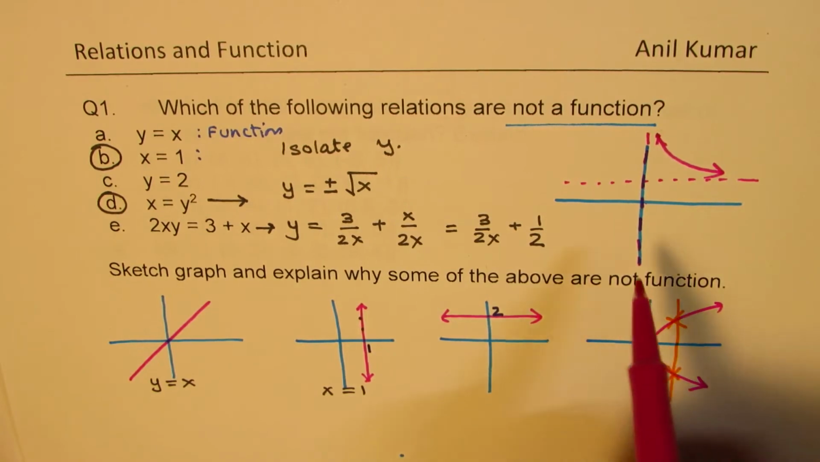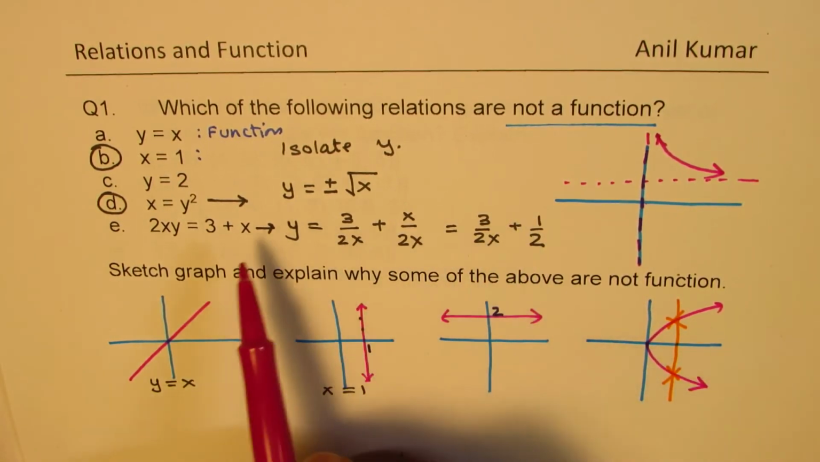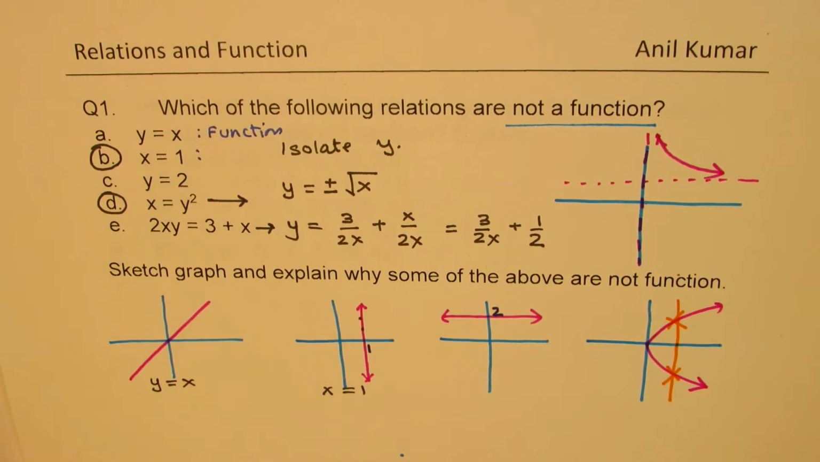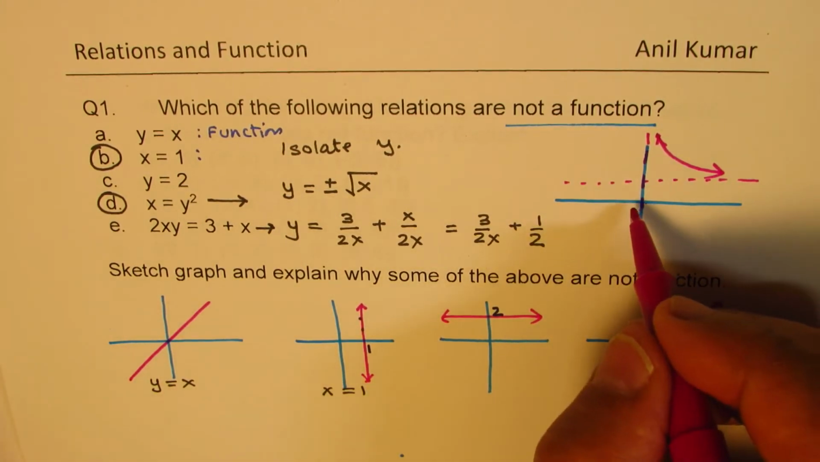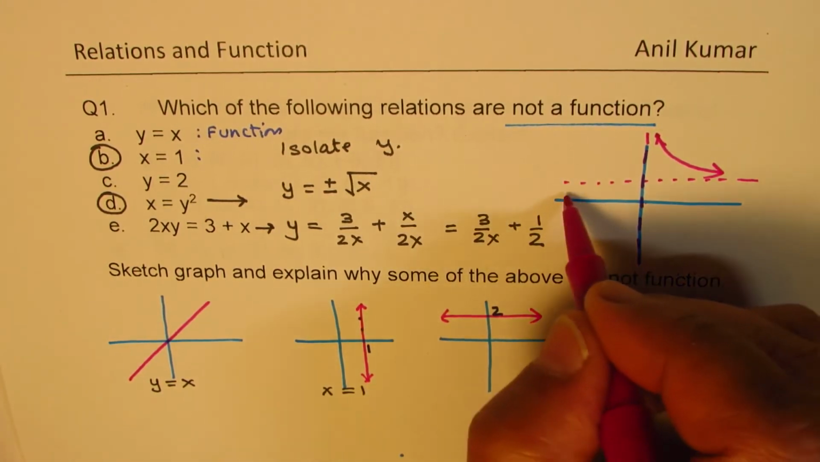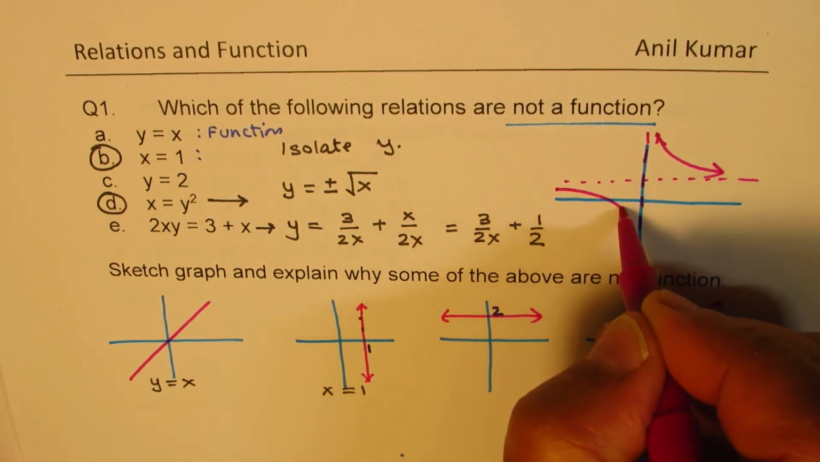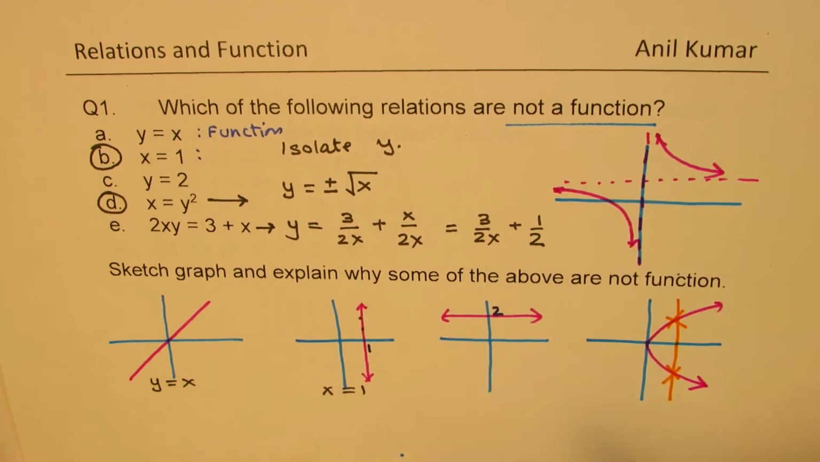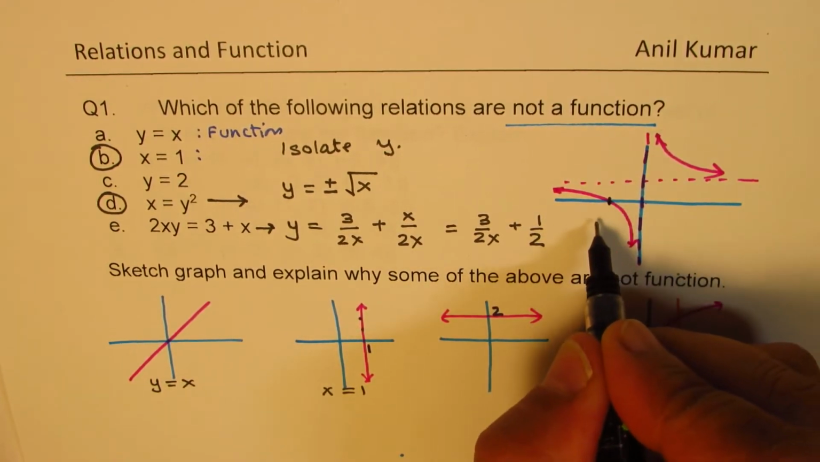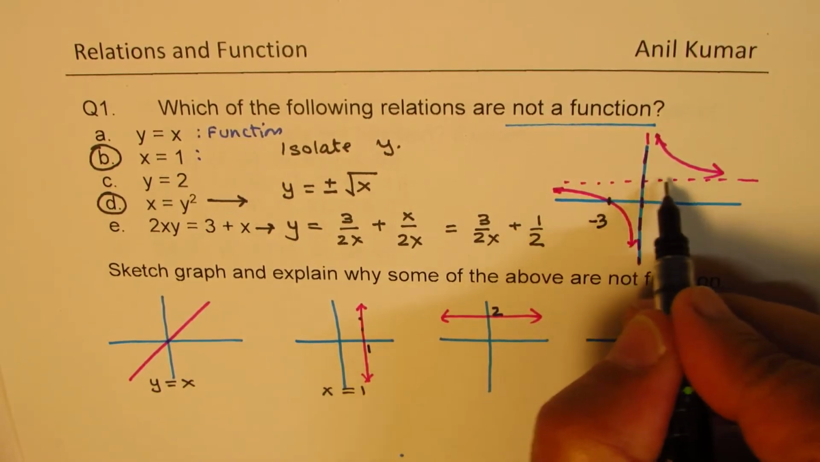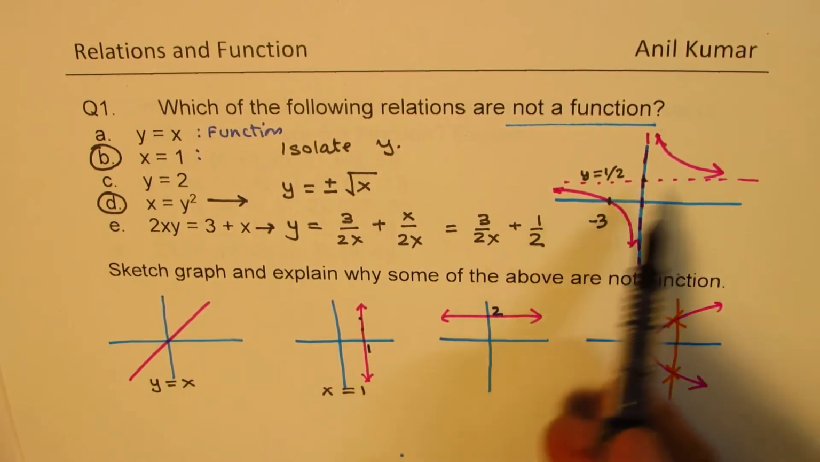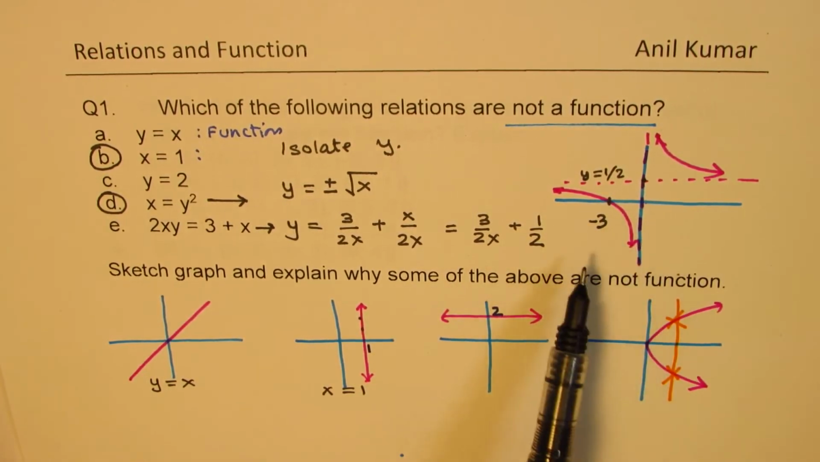Right? And when will this be 0? If I put y equals to 0 in this equation, I get x equals to minus 3, right? So the value of y will be 0 at minus 3, and I'll get a graph which is going to be kind of like this, where this x-intercept will be at minus 3, and that is y equals to half. Correct? So that is a kind of graph, and you can clearly see that it is a function.